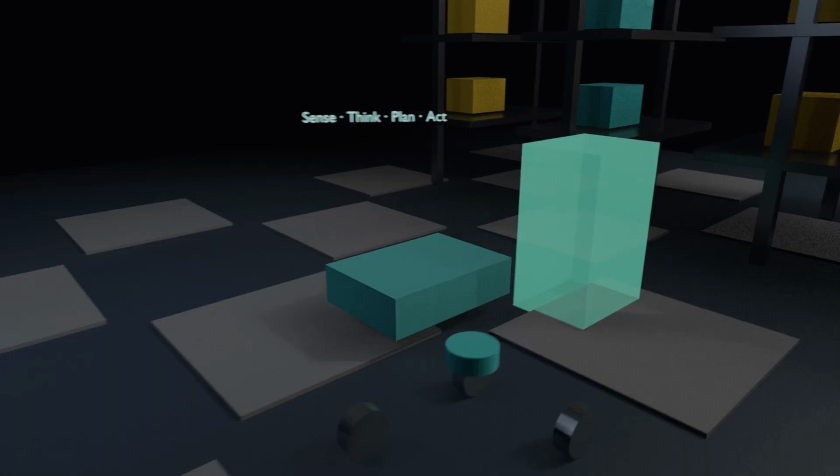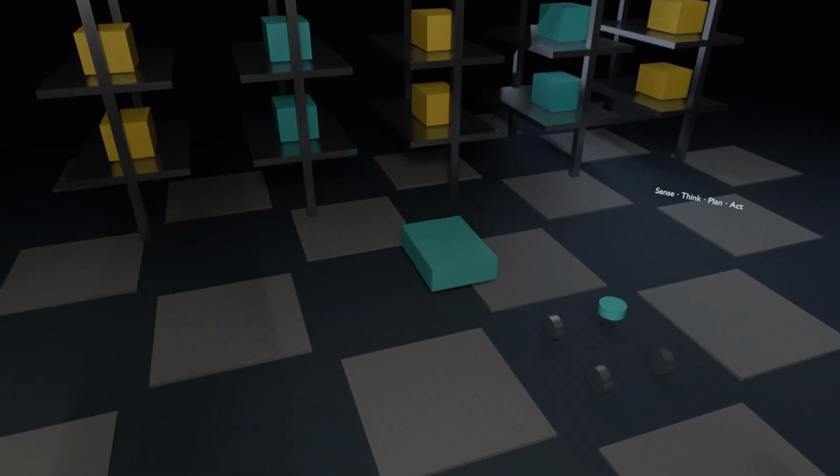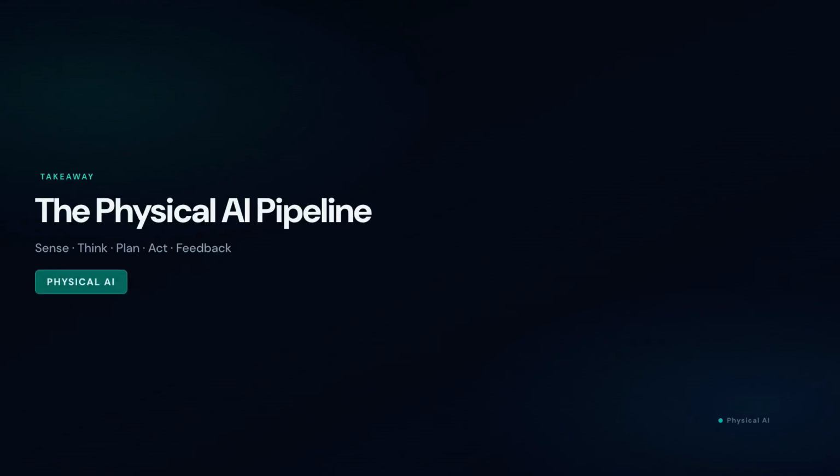The warehouse does not pause for your model to finish a paragraph. The loop must keep running. Remember this pipeline. Every later episode deepens one stage without abandoning the loop. Physical AI is intelligence that moves atoms, and the pipeline is how it stays grounded.